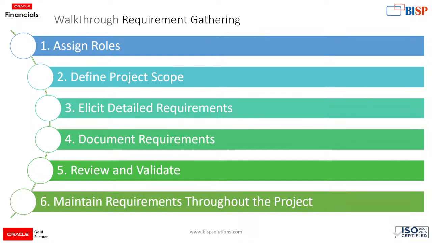After assigning the roles, we will define the project scope. For successful execution of a project, it is important to have a clear understanding of the proposed objectives and boundaries. This includes identifying what is in and out of scope, documentation, and high level requirements that will guide the project development. The third one is eliciting detailed requirements.